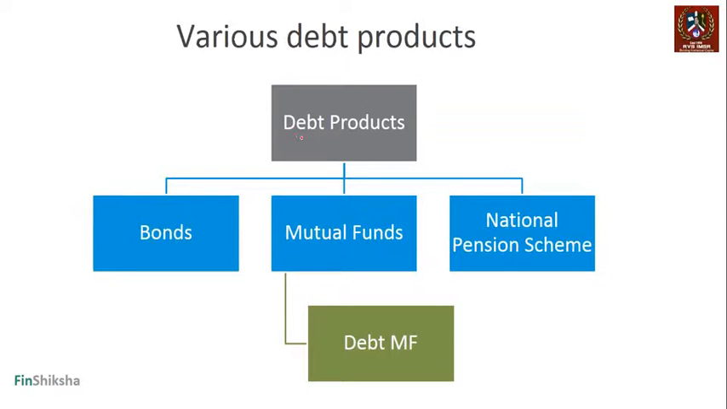Now, the debt products that you could look at, the various kinds of debt products available, could be direct bonds. Bonds could be issued by government. Bonds could be issued by corporates, right? They could also be issued by banks. Banks are kinds of corporates, so we could basically say that bonds would be issued either by government or government agencies and by companies, right?